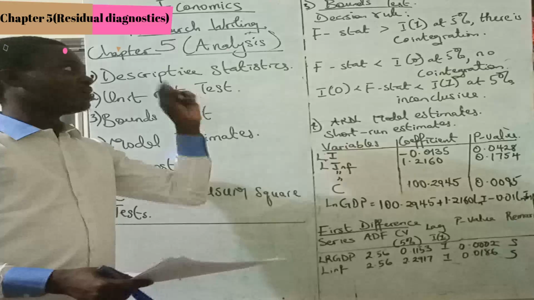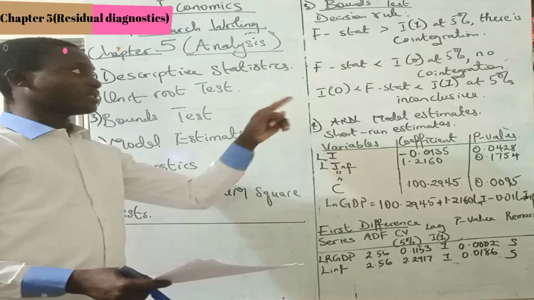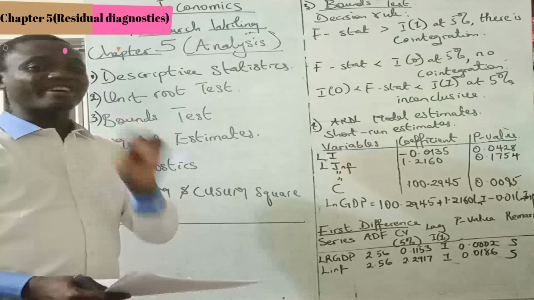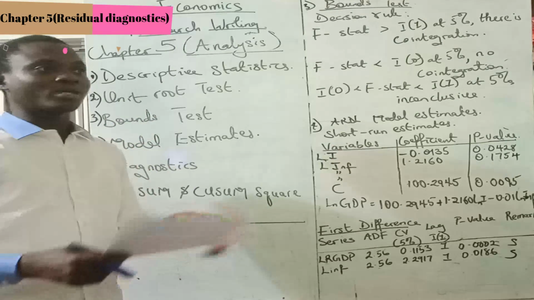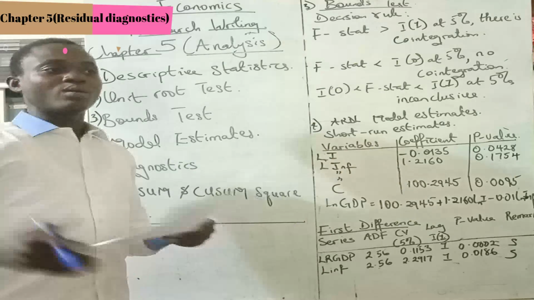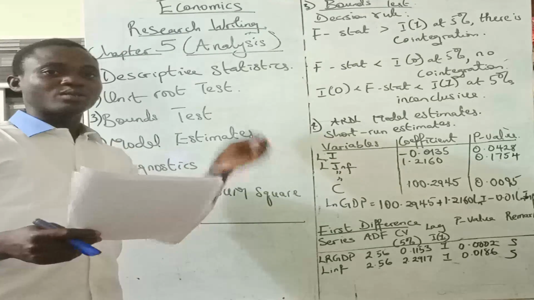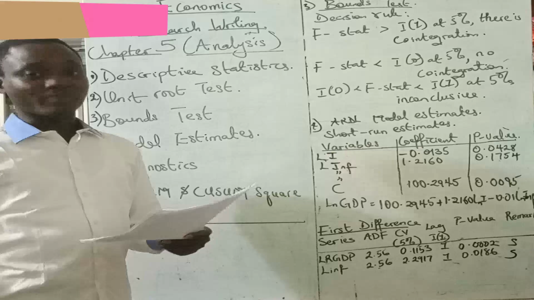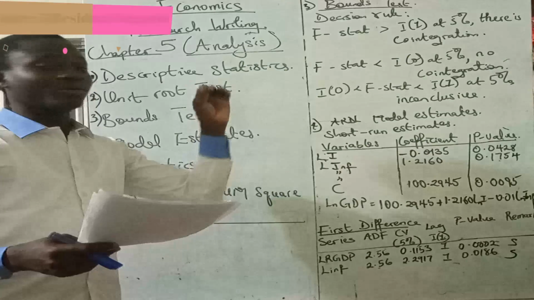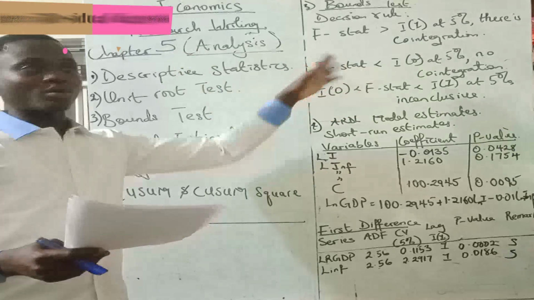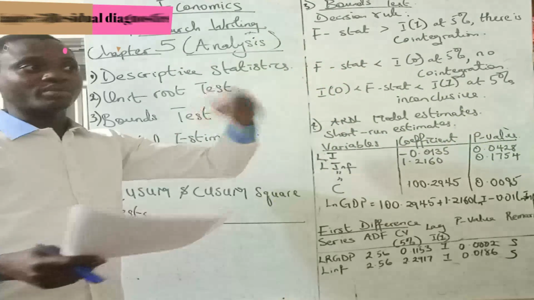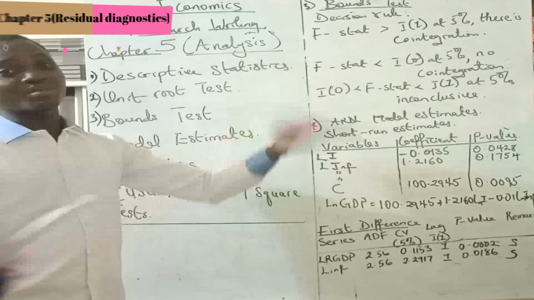The decision rule is that if your F statistic is greater than the critical value of your upper bound at 5% level of significance, just go to your critical value under I1, check the value there, and compare it with your F stat. If your F stat is greater than that value, definitely there is cointegration, which means there is a long-run relationship among your variables in that particular model. There is presence of cointegration in the model.